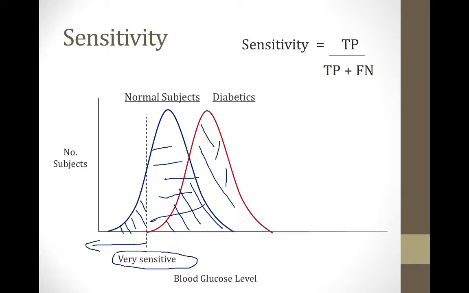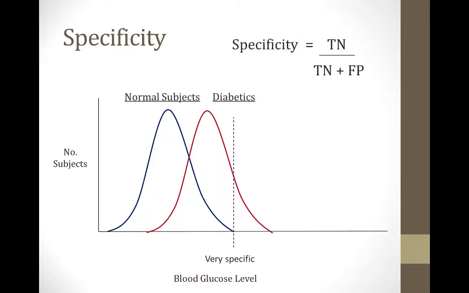So a positive test result on a very sensitive test doesn't mean that much. It's very hard to tell whether that's a true positive or false positive. But a negative test result in the very sensitive test is extremely helpful because most of those patients are going to be true negatives.